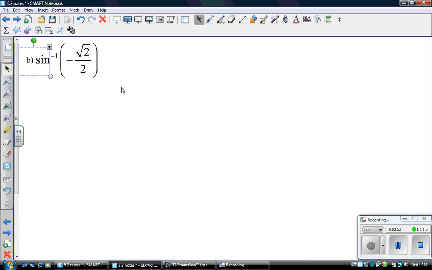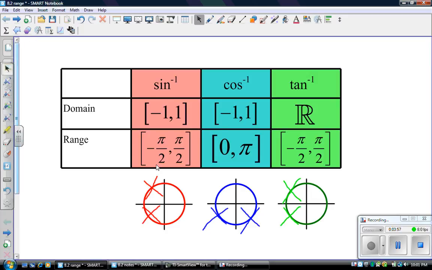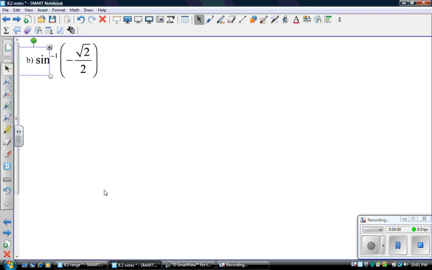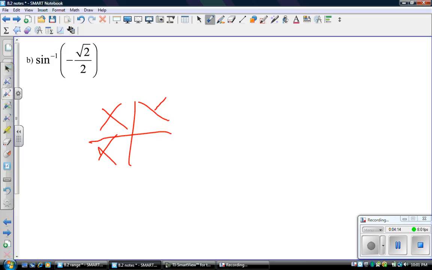Okay, on example B, again, I'm doing an inverse sine problem. So immediately, inverse sine means cut out the left two quadrants. This time, sine is equal to a negative. So I have to cross out the first quadrant because it's going to be negative. I know that sine is negative down here. Then I go, okay, what triangle has root 2 over 2 for the opposite? Well, that's a 45 reference.